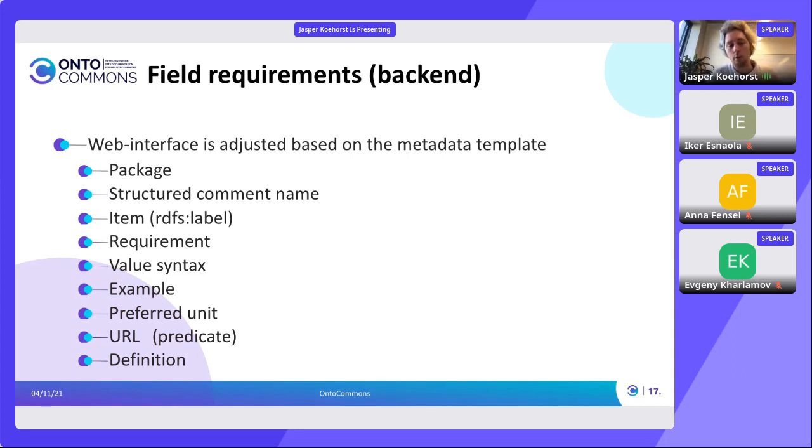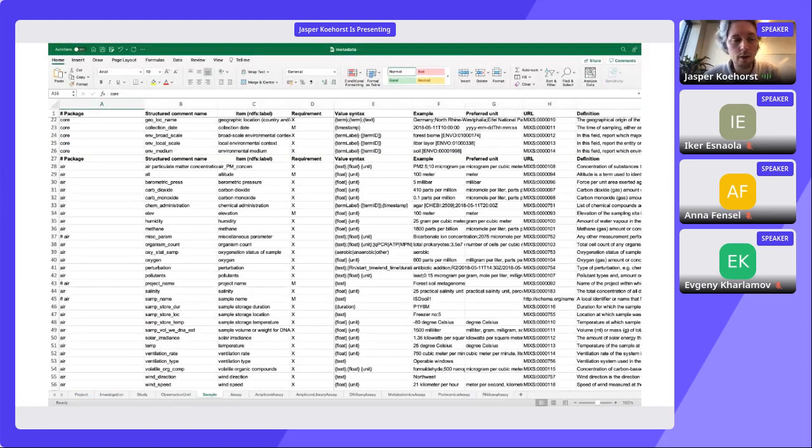Then of course, we can already work on predicate levels. So what kind of predicate should be used for this kind of metadata field, and then the definition that's being used to describe what we mean. So that's basically another big table where we have on the left the package name, the structured comment name, the RDFS label, the requirements, X is optional, M is mandatory, and the syntax, so there we can really describe in detail what the restrictions are. Then we have the examples, and for example in the URL, we have the MIxS prefix for a certain standard.